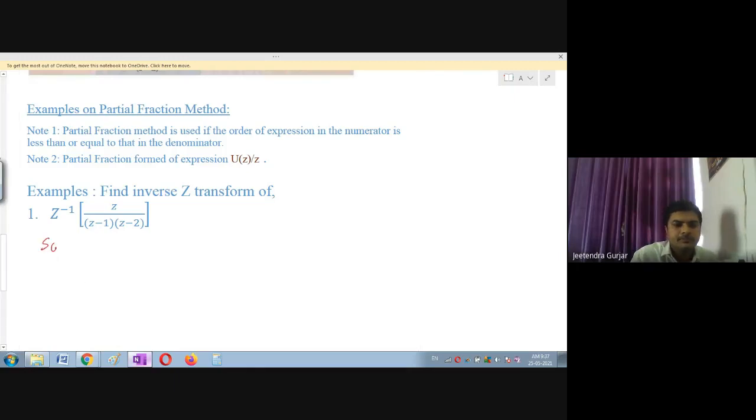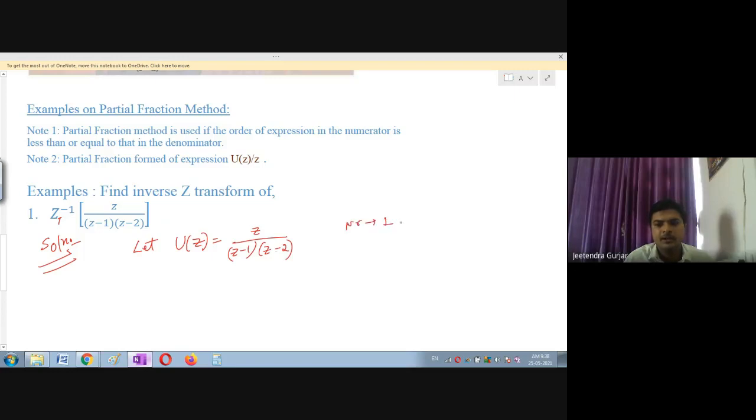Here they have given Z inverse of Z divided by (Z minus 1) into (Z minus 2), students. So how will you take it? Let them give any equation. You are going to take this as U of z equal to Z divided by (Z minus 1)(Z minus 2), students. So please remember, this is the numerator. I will take the numerator here.